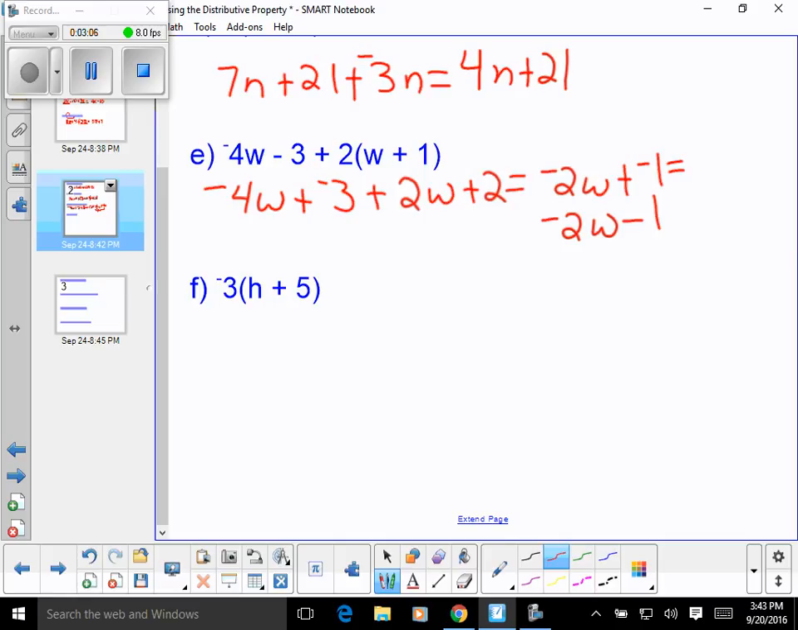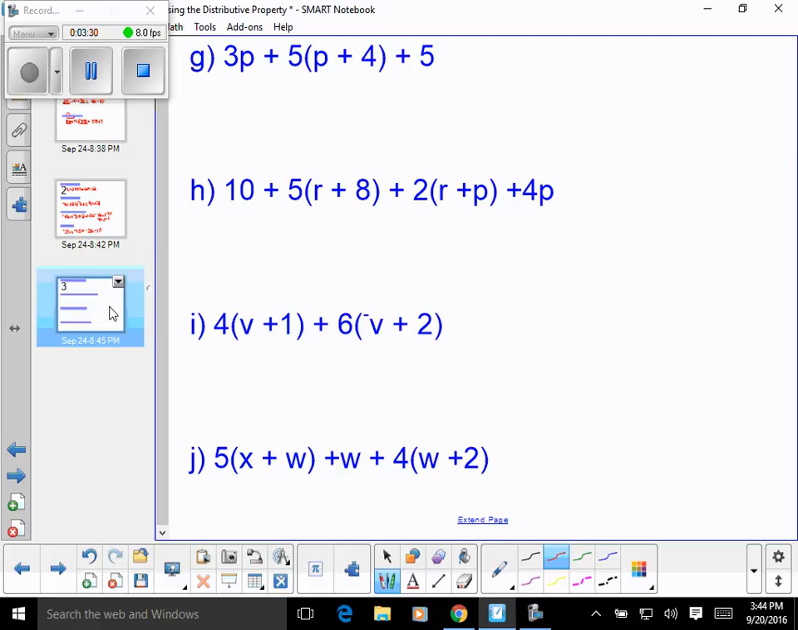F is not unlike what we've done earlier, so you probably can do that without me showing you, but I'll do it for you. 3h plus negative 15. What I have to do here, though, is simplify that plus a negative. So I'm going to have negative 3h minus 15. You can try G for yourself, and then I'll show you how to work it. 3p plus 5 times p plus 20 plus 5. 8p plus 25. How did you do? Did you get it right?